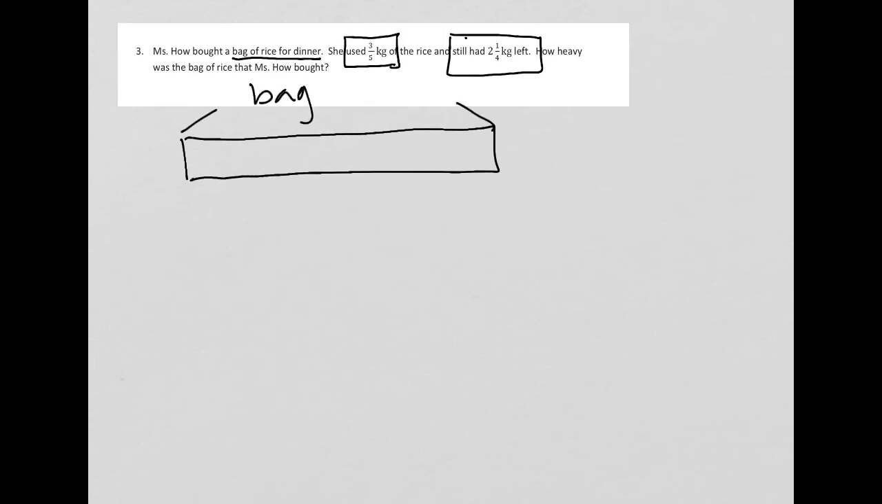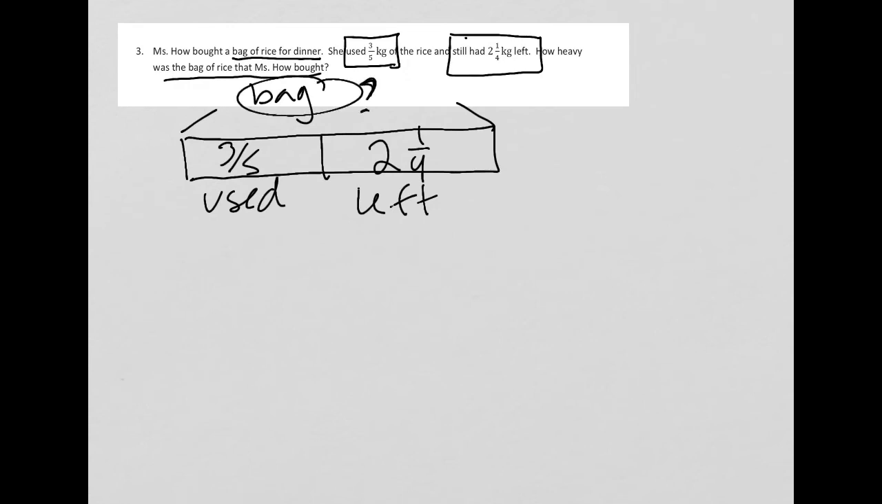So if I draw that out, if this represents my one bag of rice, right? We don't know how much that is, whatever the bag is. We know that she used 3/5. And she had left 2 1/4. Now the question was, how heavy was the bag that she bought? So they want to know this bag. They want to know what the total weight of the bag was that she bought originally.